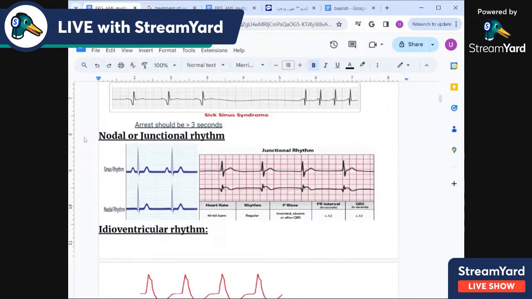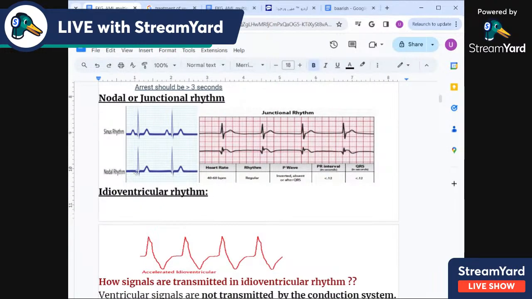Then the next one is nodal or the junctional rhythm. You see, the upper one is the sinus rhythm in which all the components of the complex are present, PQRST. But this bottom one is the nodal or the junctional rhythm, like here, but the P is absent. Absent P in the nodal or junctional rhythm. And why is it absent? Because the nodal or junctional rhythm arises from the AV node.